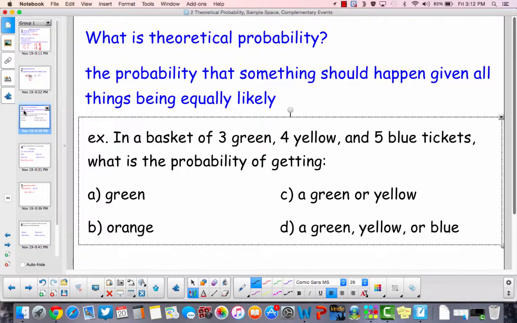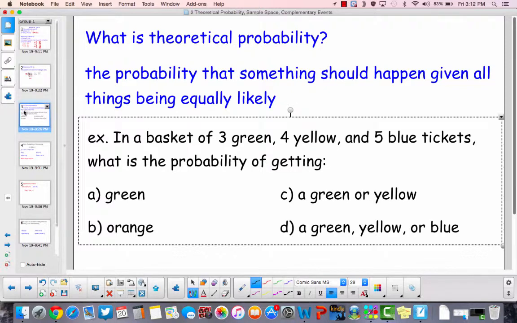All right, so we're going to talk about theoretical probability today. Theoretical probability is really something that you've talked about in Algebra 2 probably and other times. Theoretical probability is a probability that something should happen given all things being equal, or all things being equally likely.